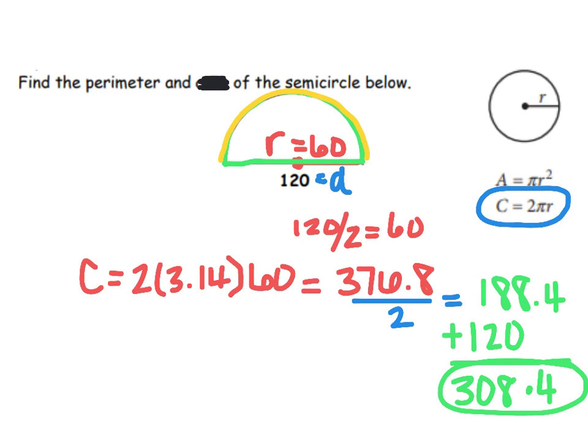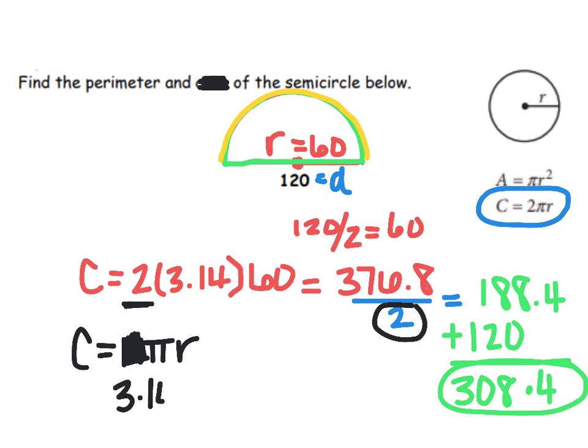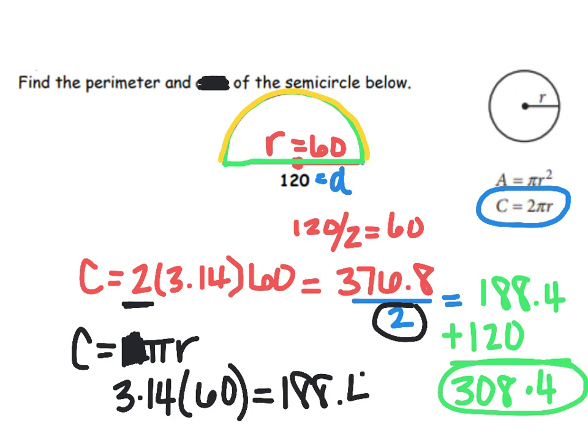Some of you, not all of you, might be thinking, well, if you look at the circumference formula, 2 pi r, if I want a semicircle, how about we just get rid of the 2? Which is true, because we multiplied by 2 here and then turned around and divided by 2 here, and that's fine. You can do 3.14 times the radius, which is 60, which will jump you straight to 188.4.